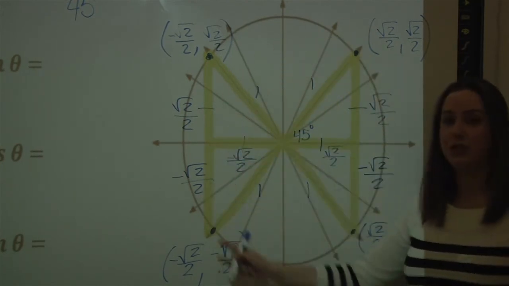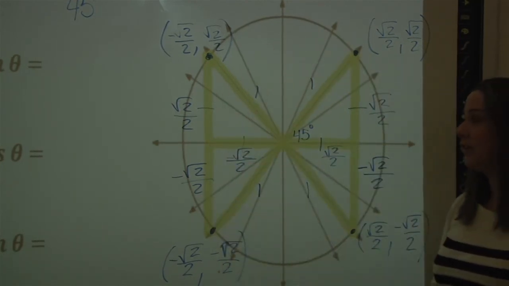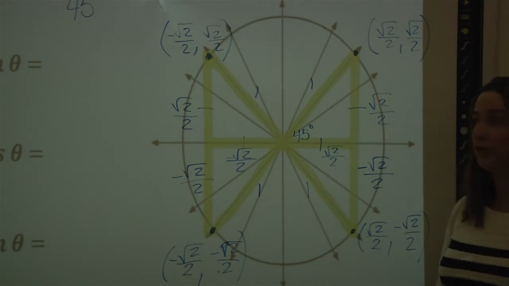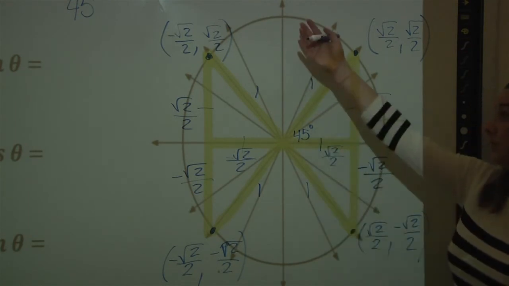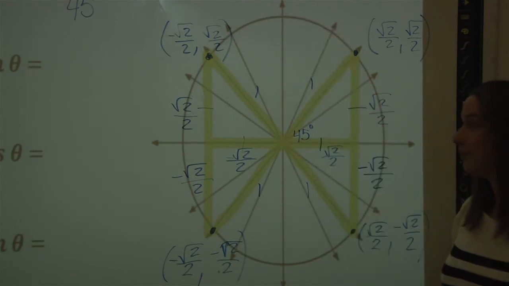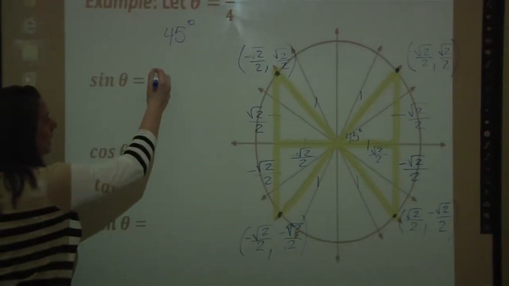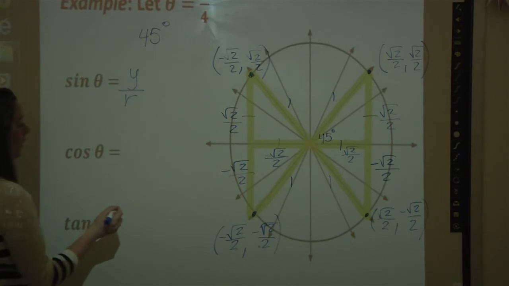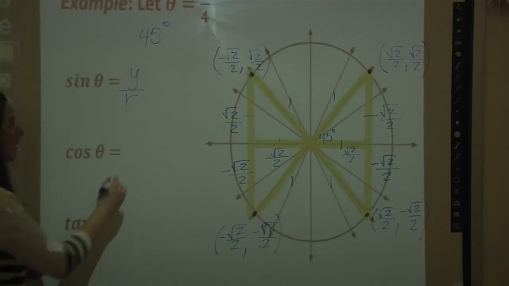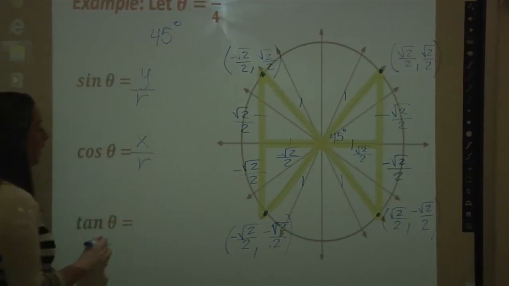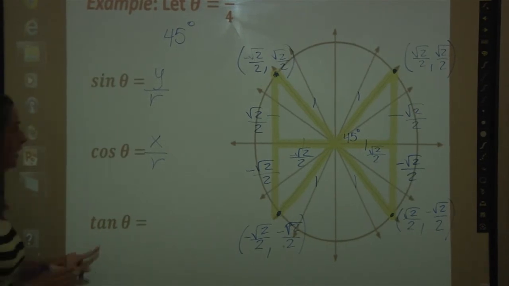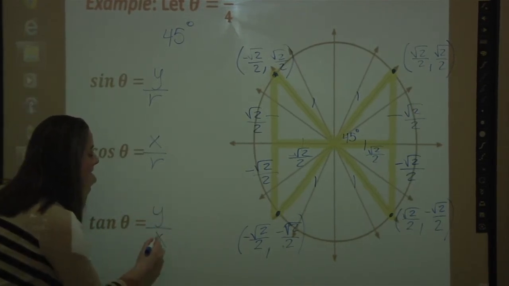We can now use these coordinates to help us figure out the sine, cosine, and tangent of these values, specifically pi over 4. So recall, sine of theta is y over r. Cosine of theta is x over r, and tangent of theta is y over x.